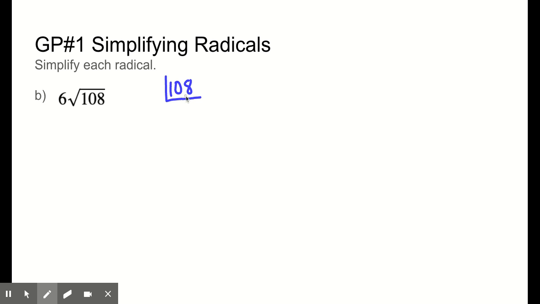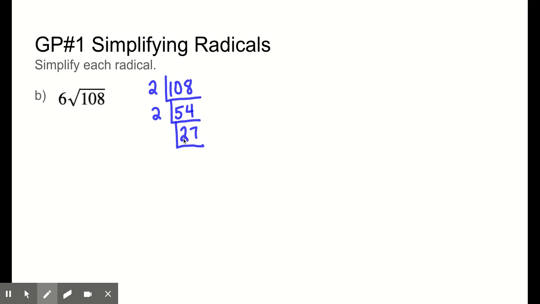So again, dividing out the smallest prime number as many times as possible. I'm going to start with 2 because 108 is an even number. So I can divide out that 2. 108 divided by 2 gives us 54. Divide by 2 again, because 54 is even, and that gives us 27. We cannot divide that by 2, though, because 27 is not even.